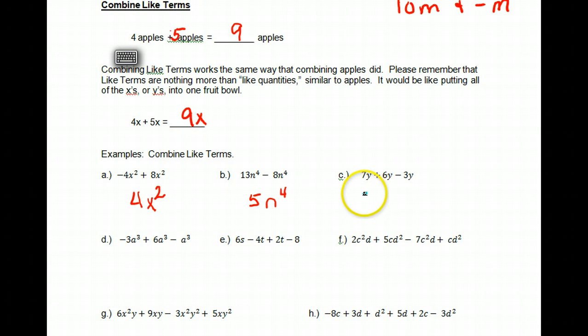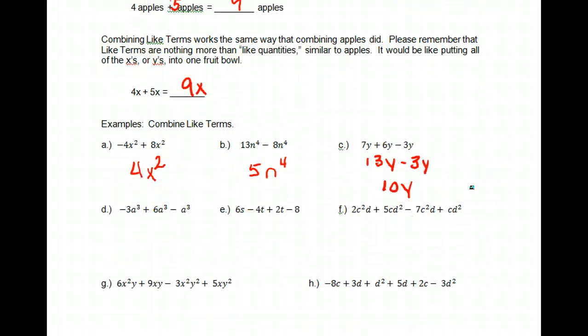Okay, for letter C, you should have started by saying that 7 plus 6 makes 13y's. 13y's, take away 3y's, is going to leave us with 10y's. Now, if you did all of that math in one step, that's perfectly fine.